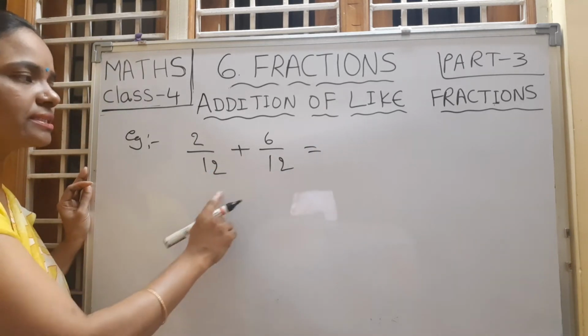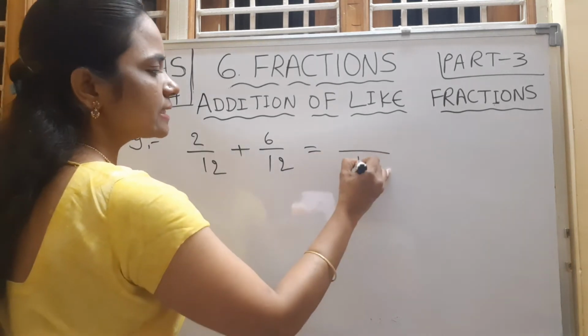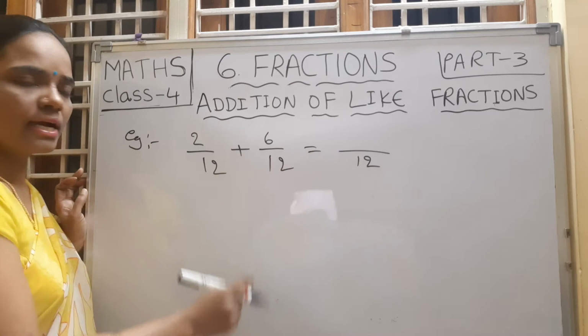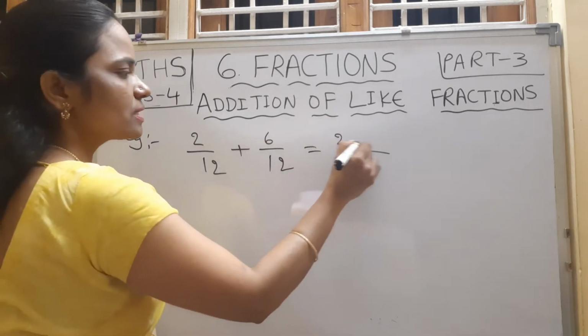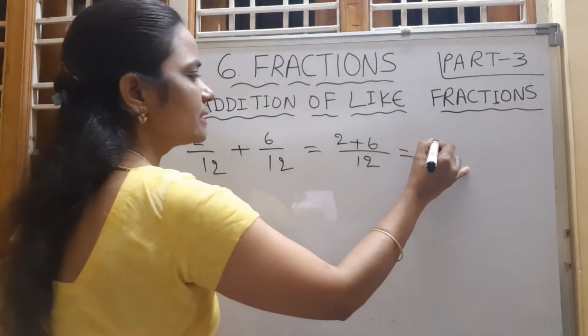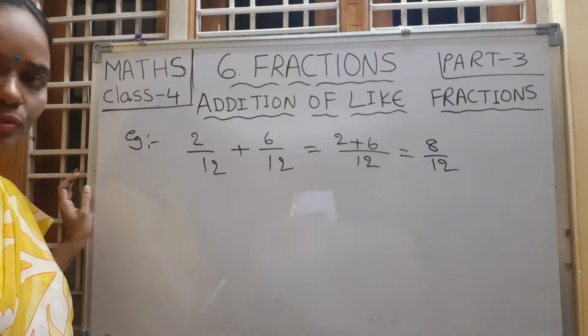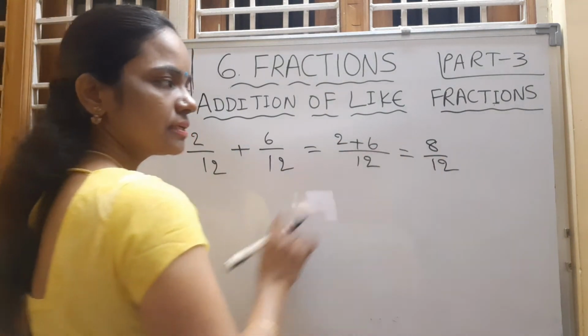As the denominator is the same, it is very easy to add like fractions, children. Take the common denominator down and just add the numerators. 2 plus 6, what is the answer? 2 plus 6 is 8 by 12. You can take its simplest form also if you know, otherwise you can leave it like that.